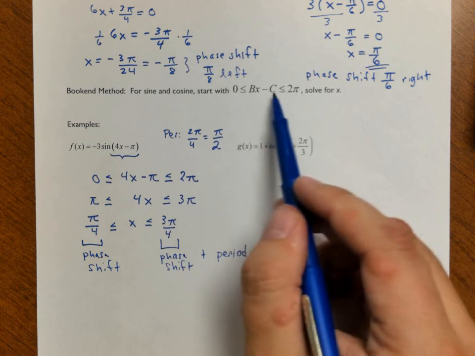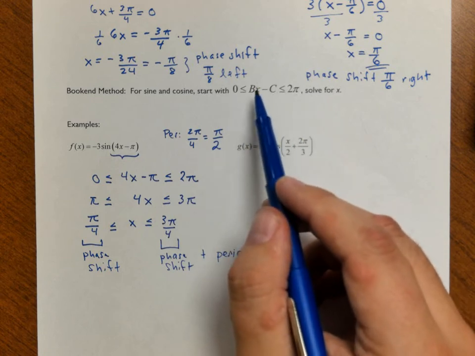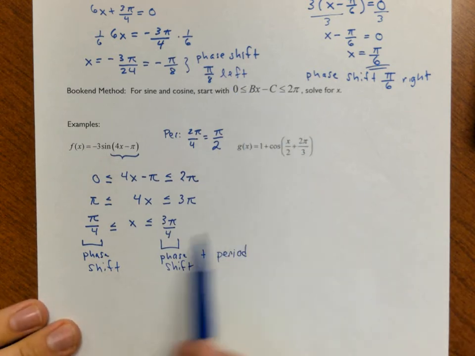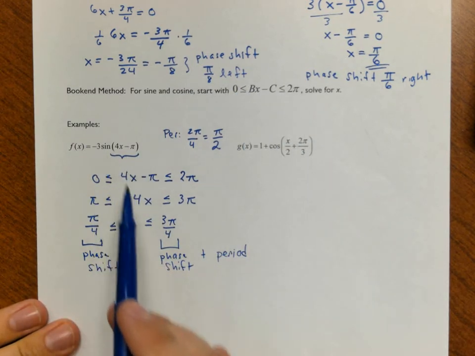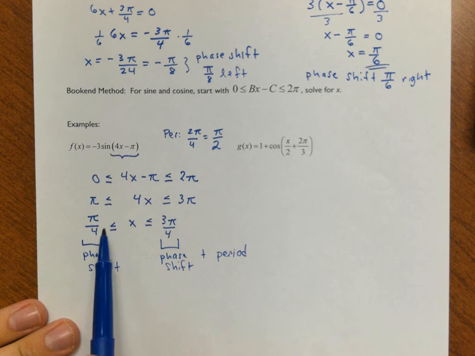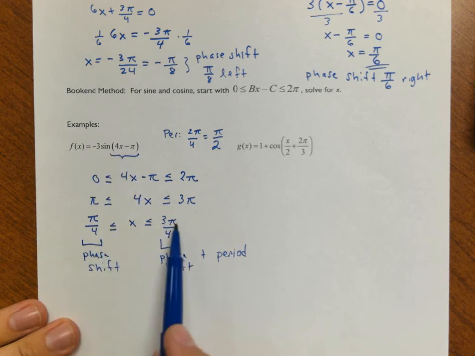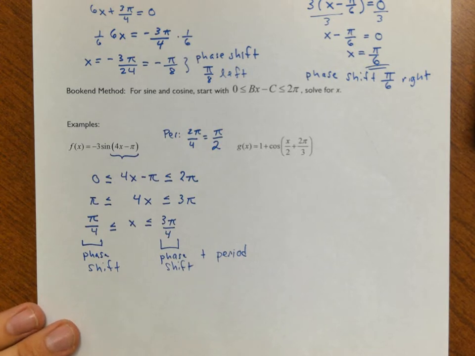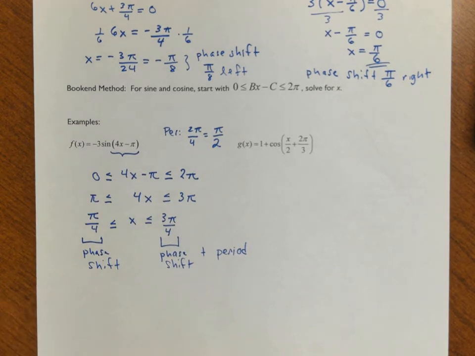Setting this up this way and then solving tells me what x needs to be, what x needs to go between to get those same values. The pi over 4 corresponds to a sine of 0. The 3 pi over 4, when I put this in for x, would correspond to a sine of 2 pi. That's the notion behind why I did this. I apologize, that was a bit of a backtrack.